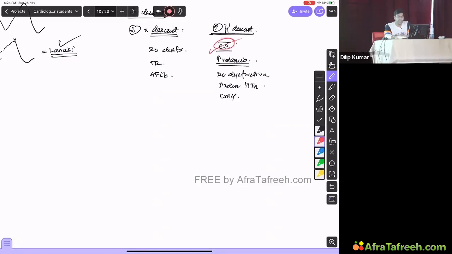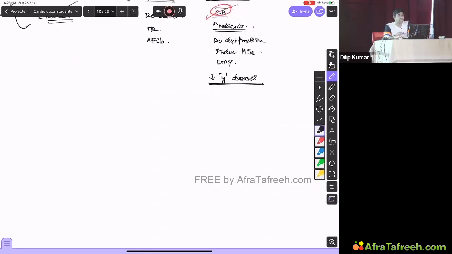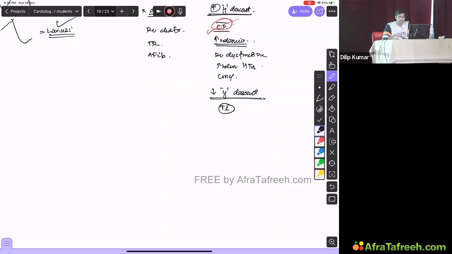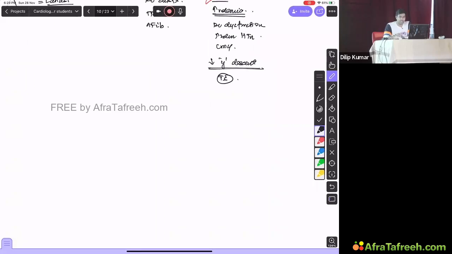So where will you have a diminished Y descent? What are the conditions where you have a diminished Y descent? One is tricuspid stenosis, because Y descent is because of ventricular filling. In tricuspid stenosis, you will not get adequate ventricular filling. So Y descent will be restricted. Number two is tamponade, cardiac tamponade.